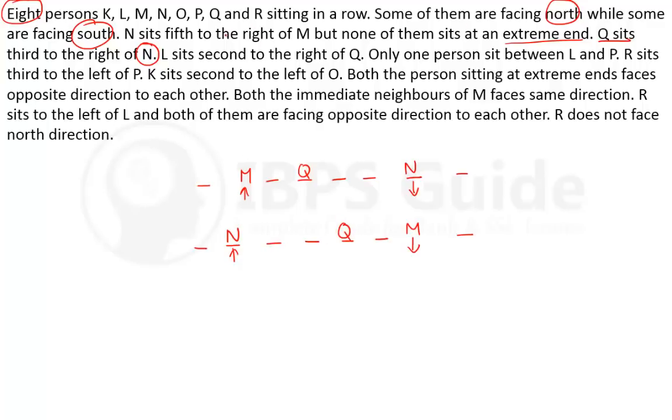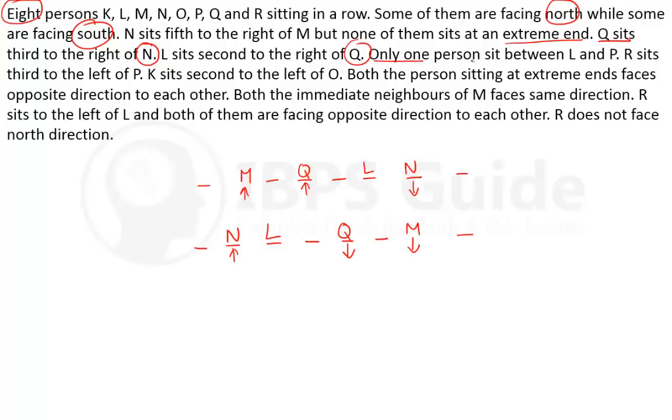Alright, now read further. L sits second to the right of Q. So Q is here. 1, 2, not possible. 1, 2, possible. L is here. Now he is saying L sits second to the right of Q. Okay, L is second to the right of Q means Q must be placed toward the north, then only L is second right. In this case, Q must be facing south, then only from the Q side L is in the second position, second to the right.